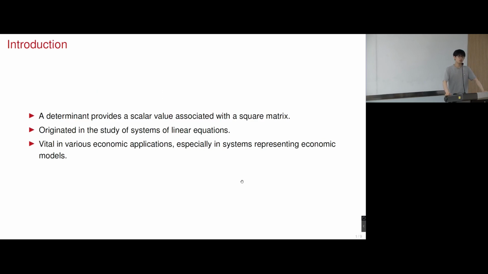We'll start with some introduction. So basically, what is a determinant? It's very simple. Determinant basically provides a scalar value associated with square matrices. So for any square matrix you can have, say an m by n matrix, let's say that's A, this always has some scalar value called the determinant of A. All right?